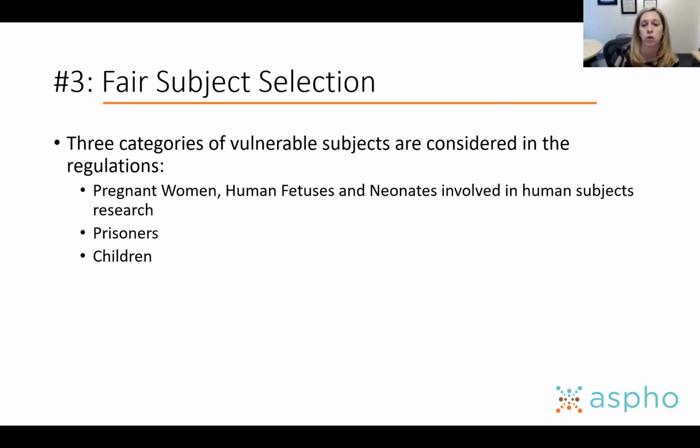Three categories of vulnerable subjects are very important and considered explicitly in federal regulations overseeing fair subject selection. And this is pregnant women, human fetuses, and neonates. The second category is prisoners, and the third is children. So specific scrutiny is given to research involving any of these populations, and of course, children is where our research endeavors most frequently lie.